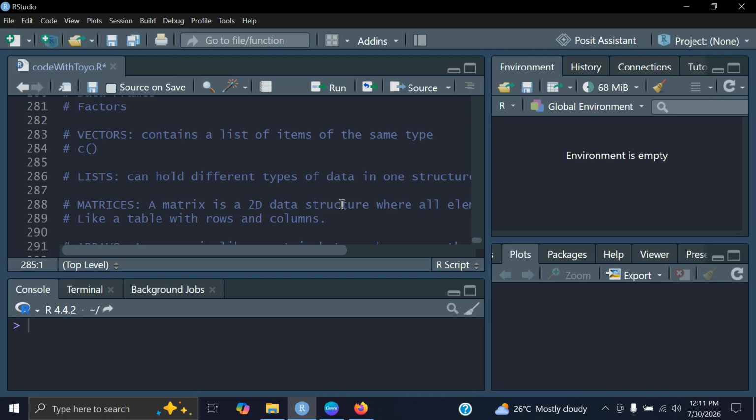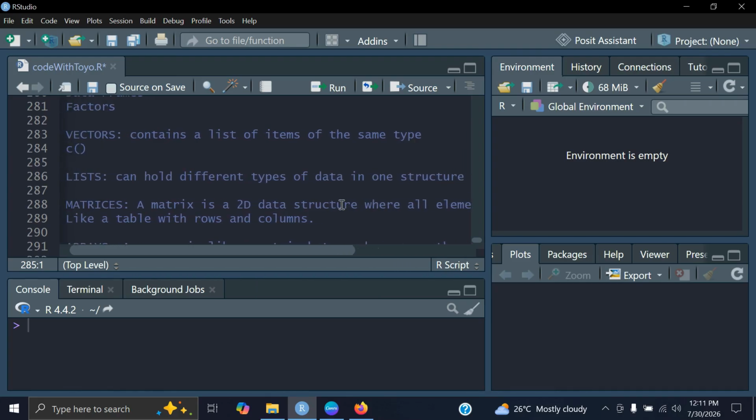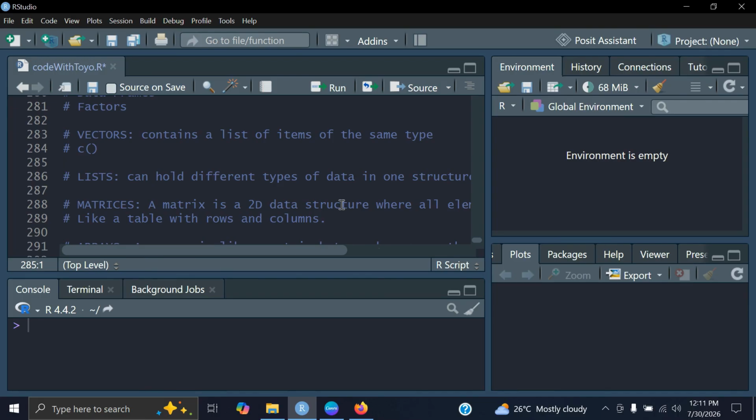So we move to list. List can hold different types of data in one structure. So mostly list is a bit more advanced than vector. Vector holds the same type, while list can hold multiple types of data in that particular structure. So with list, you need to be able to understand what the data type is and what the data structure is. The type is the representation, while the structure is the arrangement or the organization. Basically, that's what it is.